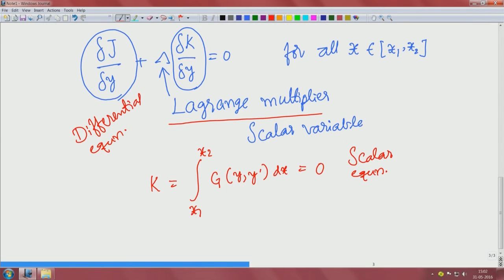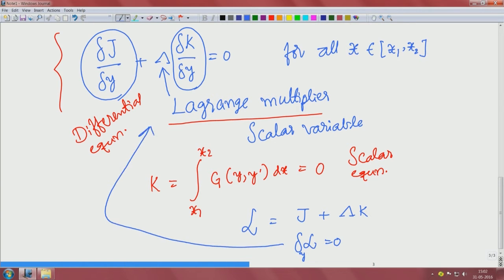So, what we have here is the necessary condition. We can also write the Lagrangian here, just like we had done in finite variable optimization. You have J plus lambda K, we can write the Lagrangian. Then if you take the variation of this Lagrangian with respect to the function y equal to 0, what you get is essentially this differential equation. And we have the constraint, which we can solve.